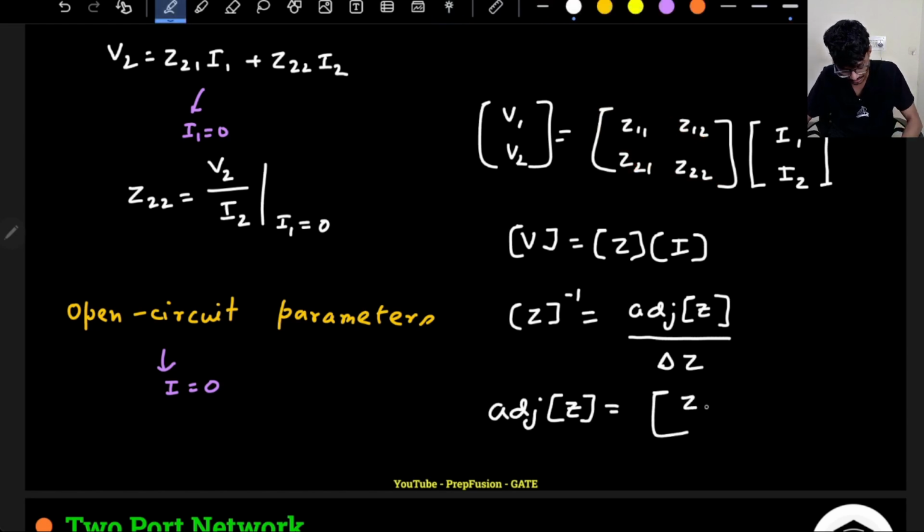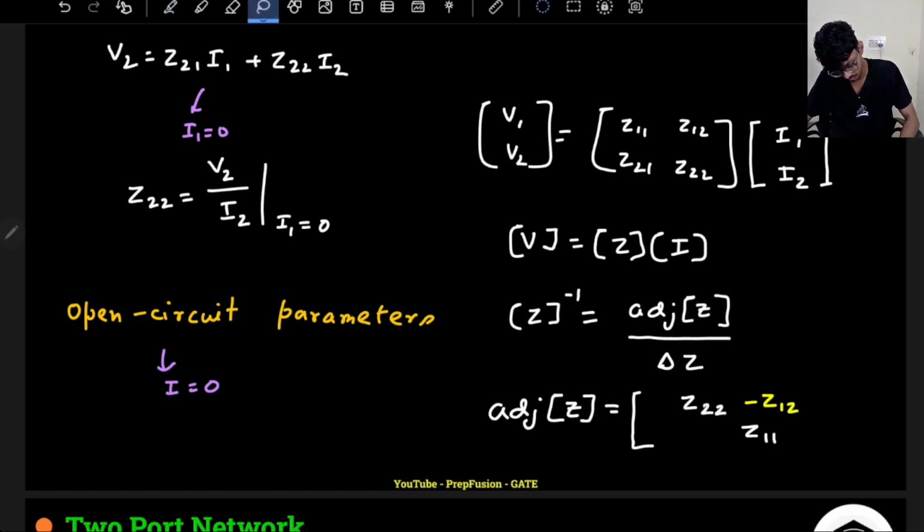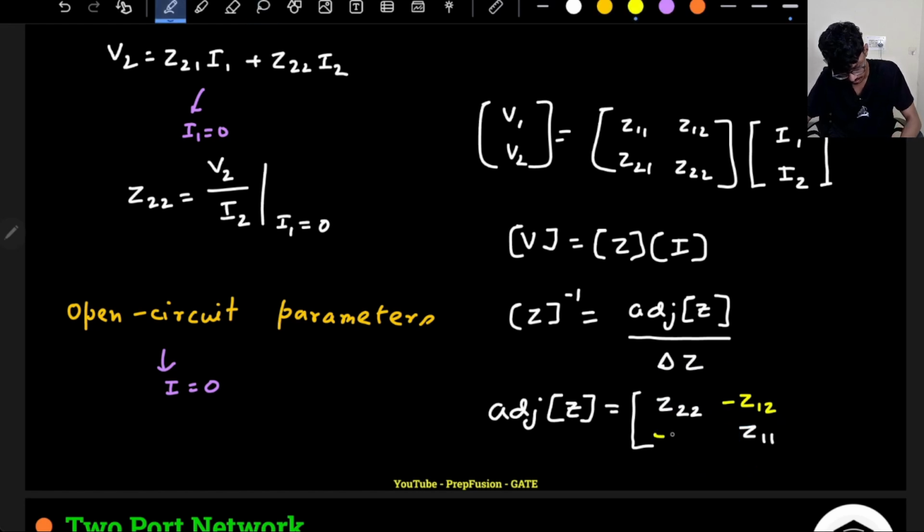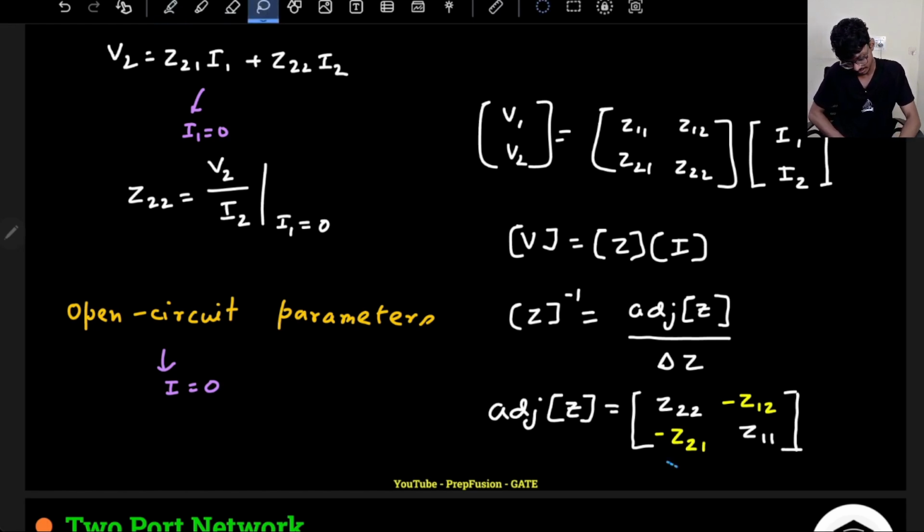So we will swap the main diagonal elements. So it will be Z11, and this will be minus Z12, Z11, and this will be minus Z21. Okay, so these are basically the magnitudes.